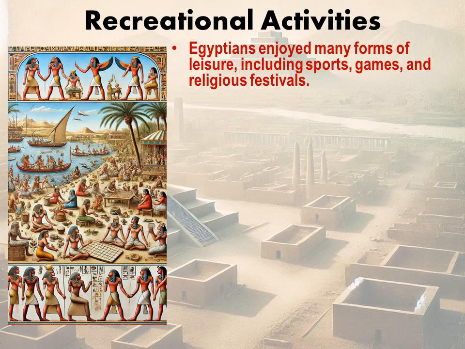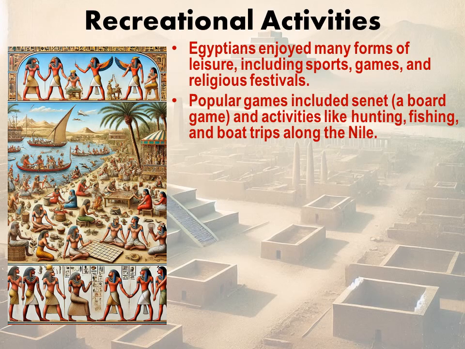And what were they? Typically, sports, games, and other religious festivals. Popular games included Senet, a board game, and activities like hunting, fishing, and boat trips along the Nile. So, what were the things they usually did? They played a game called Senet. Just like chess, it is a board game, and they also did activities like hunting. They practiced fishing along the Nile River, and sometimes they used to take a boat and go on boating trips in the Nile River.